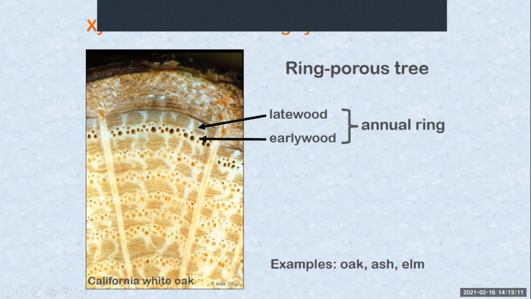And you can often count the number of rings, of course, to find the age of your tree. Some examples of ring porous trees are oak, ash, and elm.